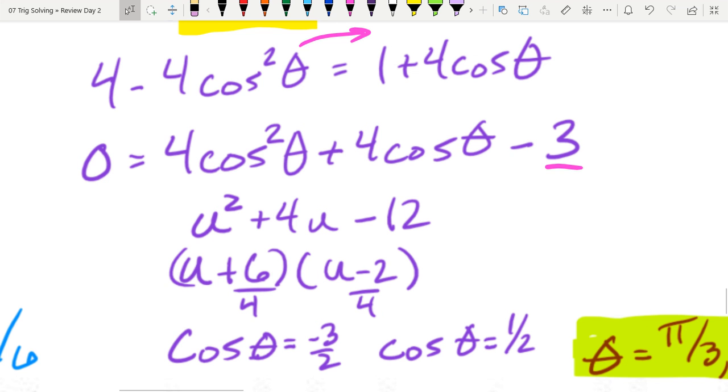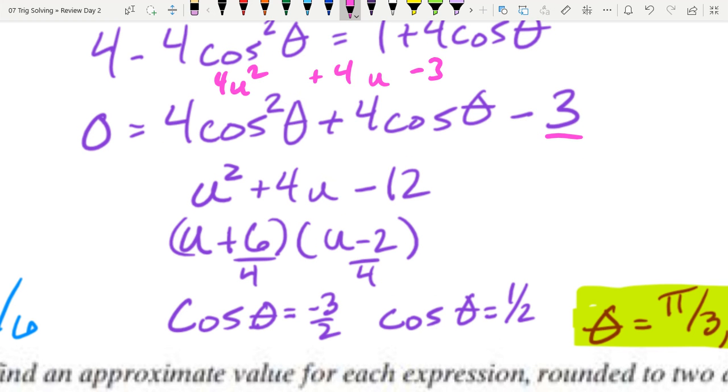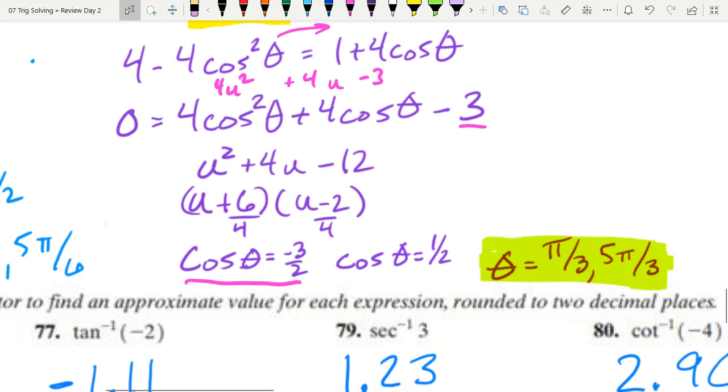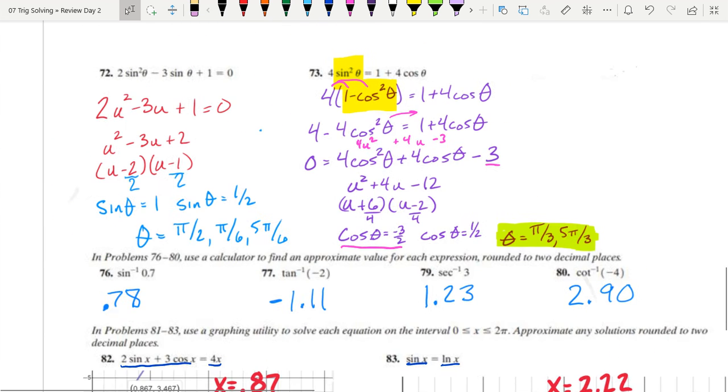Then I made it u's. So this is 4u squared plus 4u minus 3. I've got to factor that. Okay, I did borrow and payback. I borrowed that 4 to make it negative 12. I factored. I divided by the 4. And then I solved. Cosine is negative 3 halves and cosine is 1 half. Cosine can never be negative 3 halves because cosine is outside of negative 1 and 1. And then when is cosine 1 half? That is at pi over 3 and 5 pi over 3.